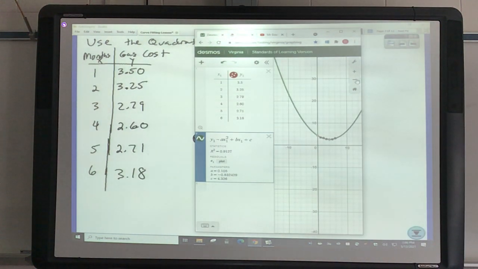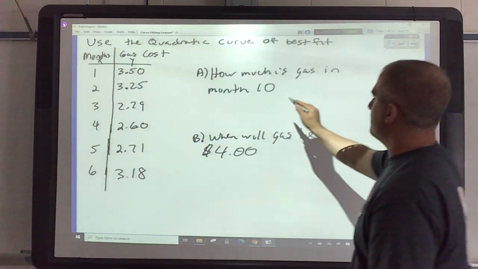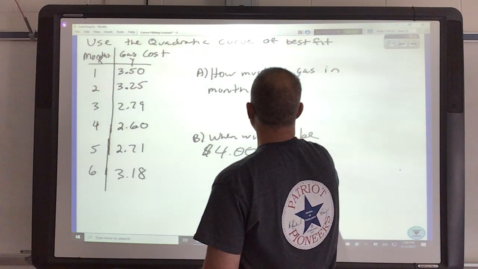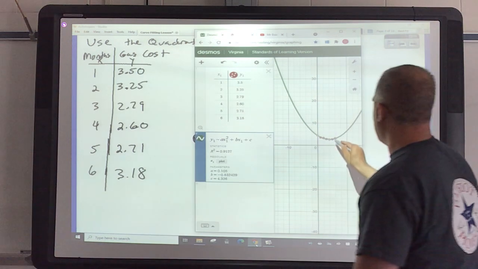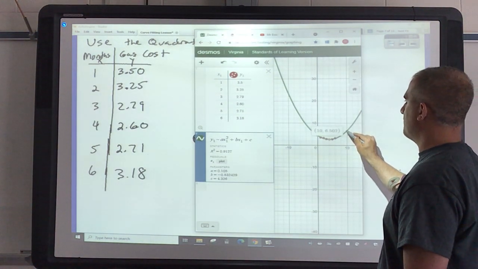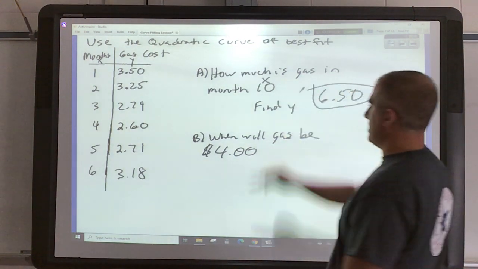All right, so it says how much is gas in month 10? So what is month 10? This is x, and I want to find y. So I want to find where x is 10. So x is 10 right there. $6.50. Hopefully that would not be the case.